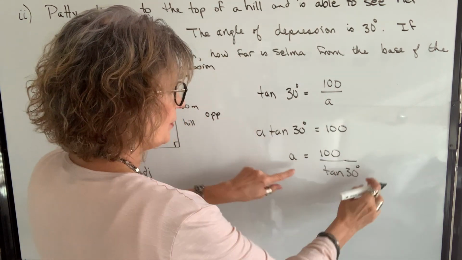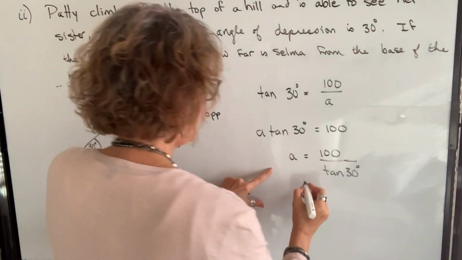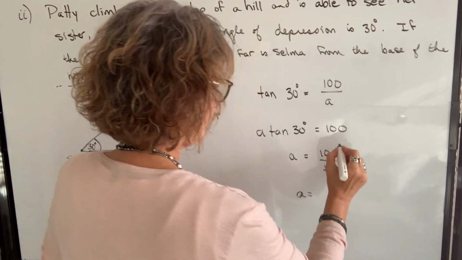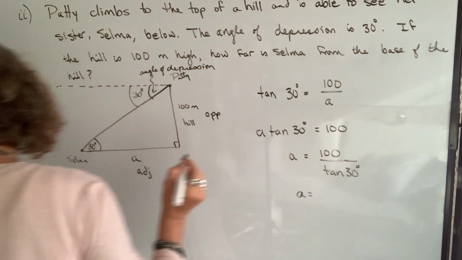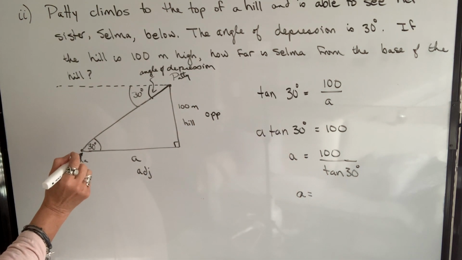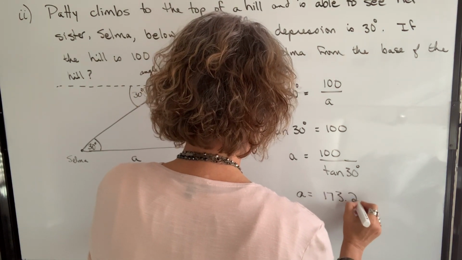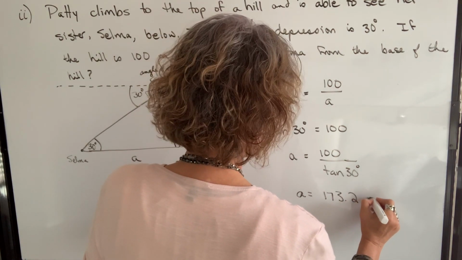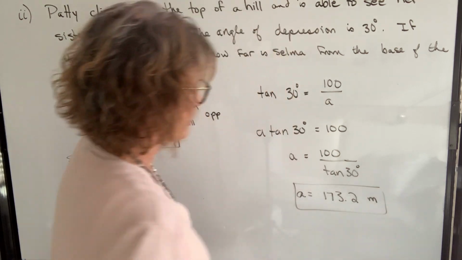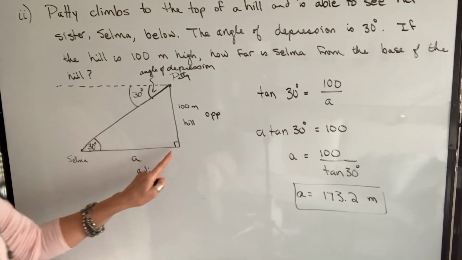You can go straight from here to here. I just didn't want to lose anybody. And when you divide 100 by tangent of 30 degrees, you should get a value of 173.2. And we're talking about meters. So that's how far Selma is from the base of the hill.